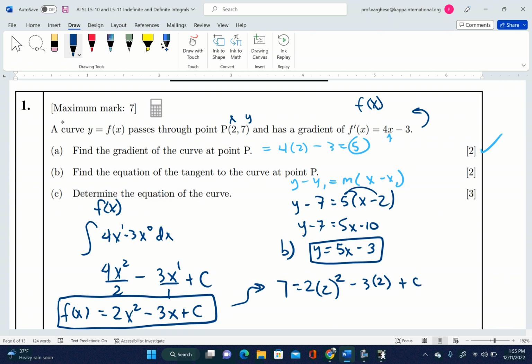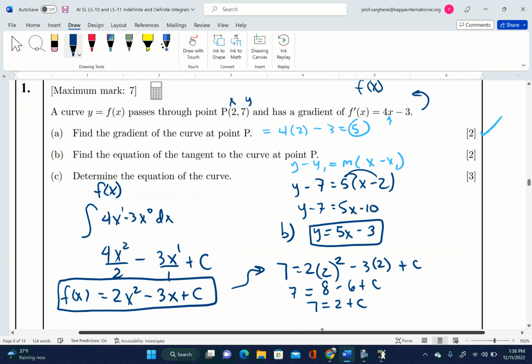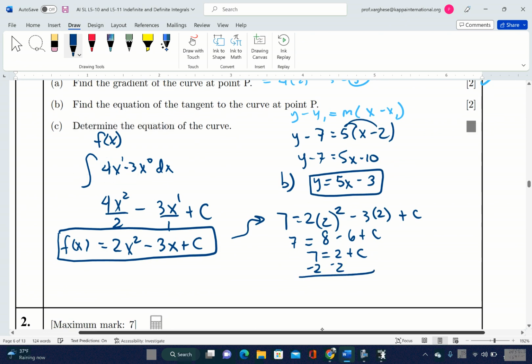All right, so I'm going to find out how I can simplify this. So 2 squared is 4, times 2 is 8. So this is equal to 8. And then I have 3 times 2 is 6, so it's minus 6 plus c is equal to 7. So straightforward, 8 minus 6 is 2. So 7 is equal to 2 plus c. Subtract 2 from both sides, minus 2, minus 2. So 5 is equal to c. Okay, so now instead of this c, let's put the number 5 in, right? So f of x is equal to 2x squared minus 3x, and c is now 5, so I put plus 5. So there is our actual function.